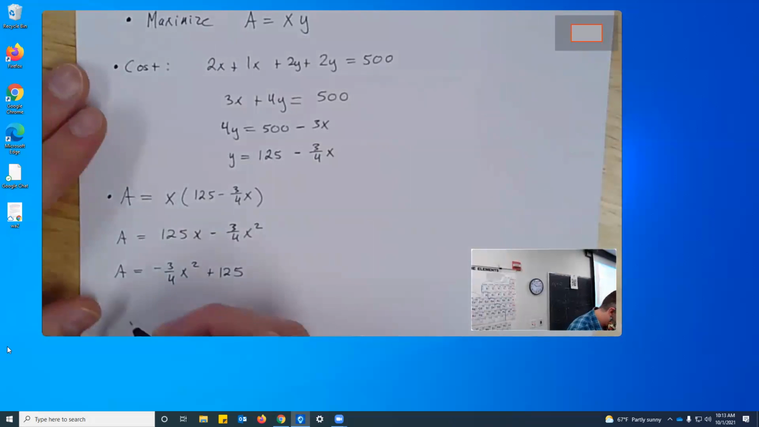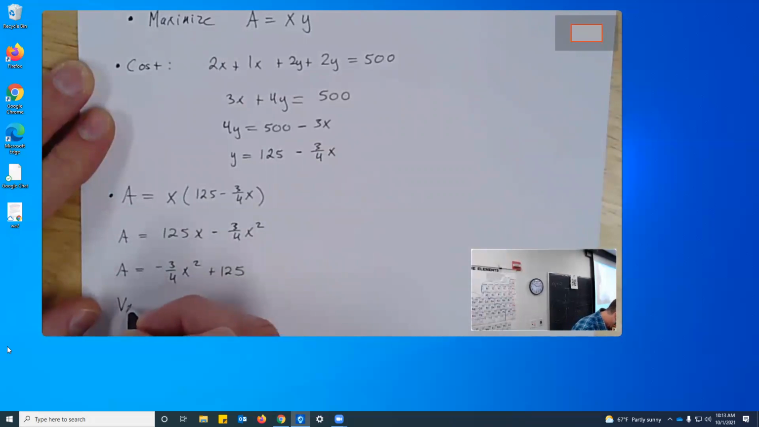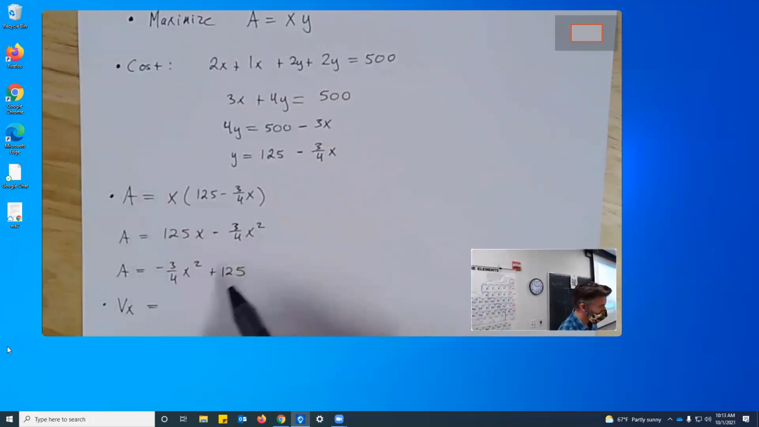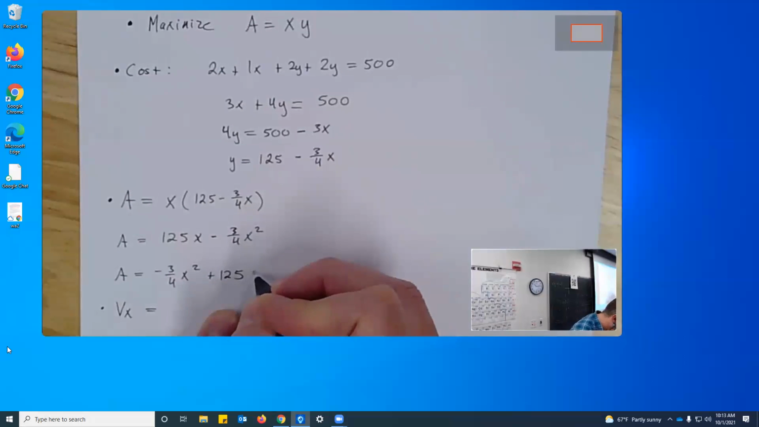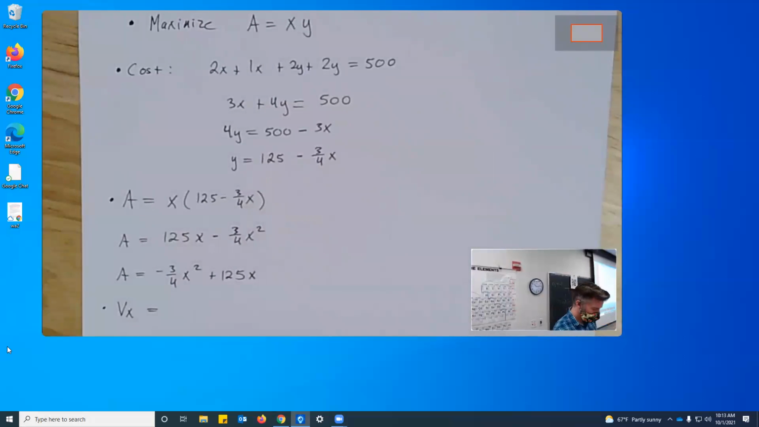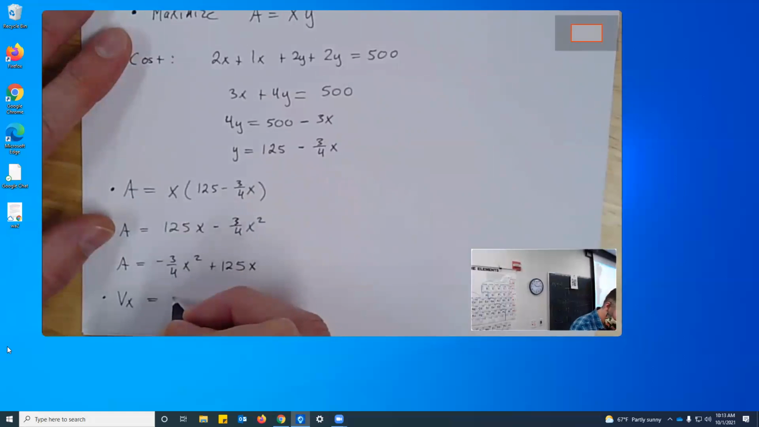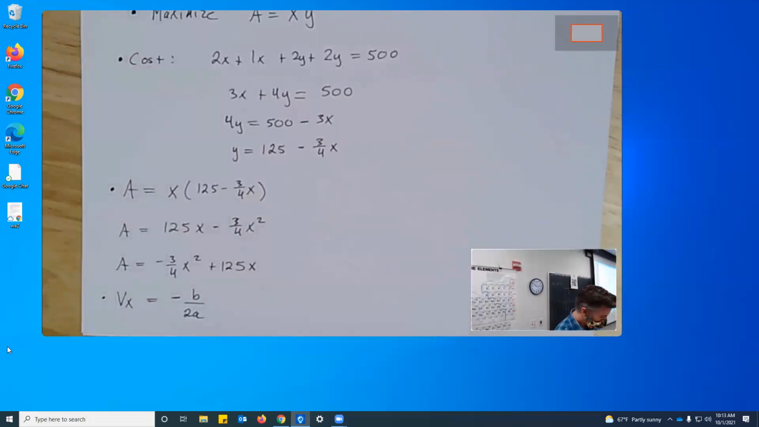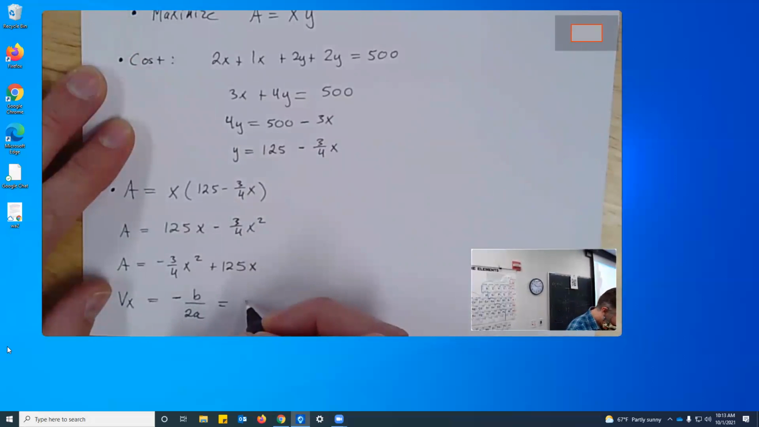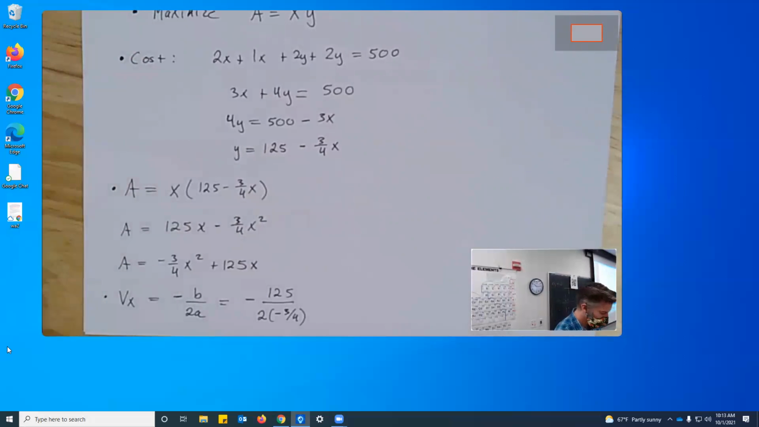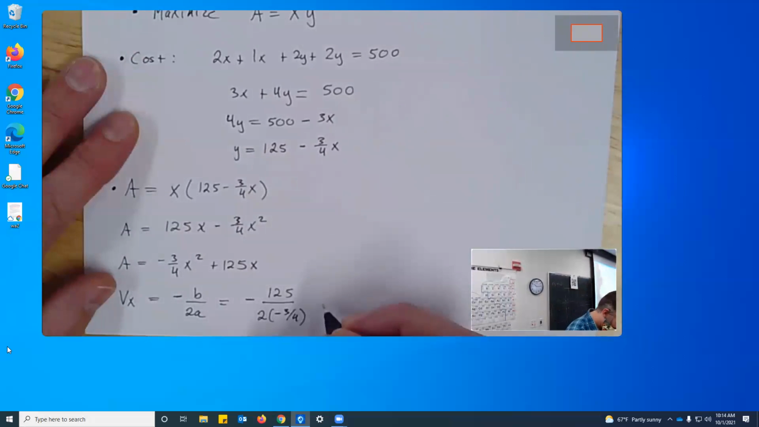So finding the x coordinate of the vertex, Vx, oh, I made a small mistake when I wrote this down here. I forgot the x there. My Vx is going to be this negative b over 2a, which is going to be, so b is 125, and 2a is 2 times negative 3/4. Oh, that's kind of gross. Let's do a little bit of simplifying.